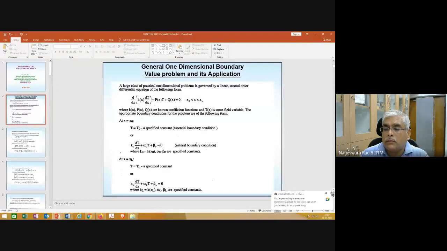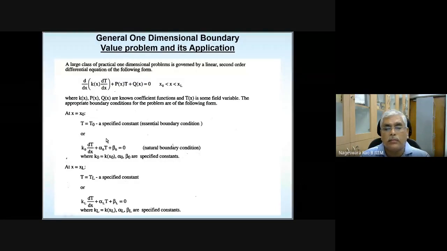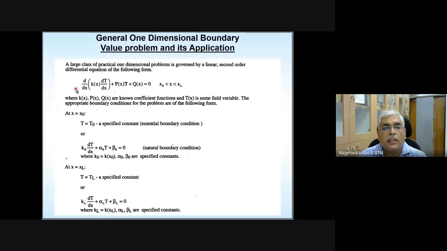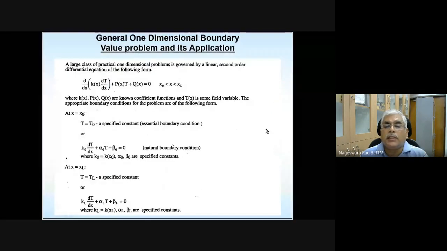Before we proceed further, if you have not taken note of the form of this general boundary value problem, please take a note of it, because when we see the applications, we are going to compare the corresponding quantities that are appearing here in this general boundary value problem with a specific problem. I suggest you please take a note of this.